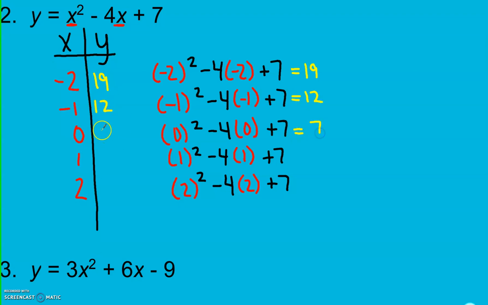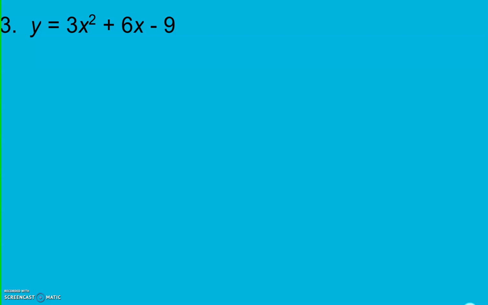I get 7. Four. And 3. Those are my solutions and my ordered pairs. And give 3 a try.